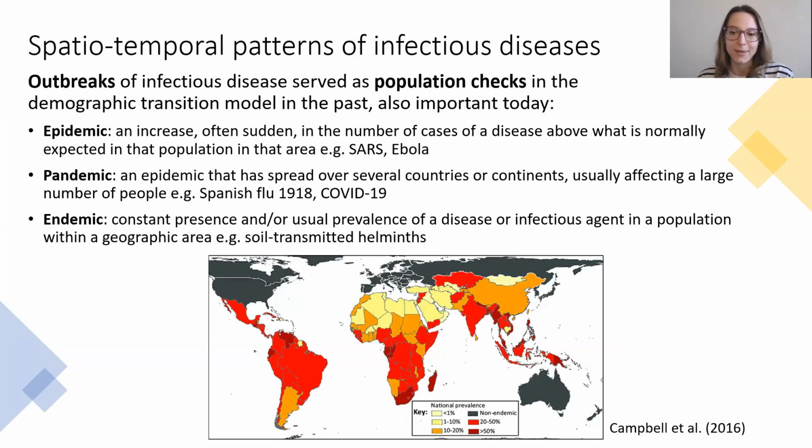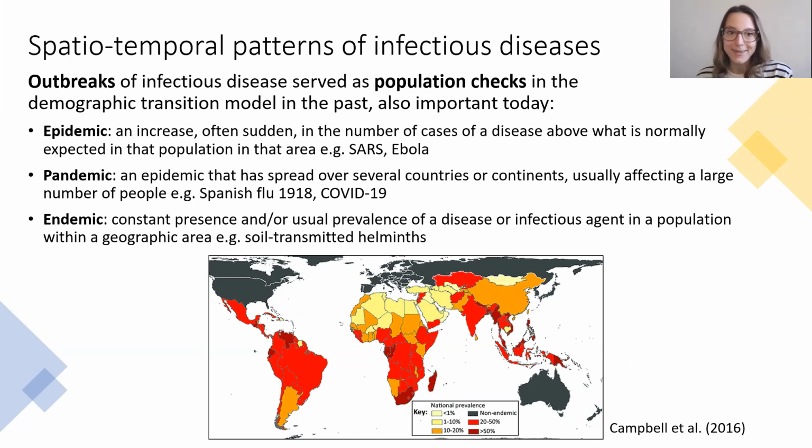Now, an outbreak can be classified in 3 different ways. One way would be an epidemic. This is usually defined as some increase, often a sudden increase, in the number of cases of a disease above what's normally expected in a population in a particular area. This was something like the Ebola epidemic, which was concentrated primarily in Western and Central Africa. Also things like SARS, which was concentrated primarily in Asia as well as Canada.